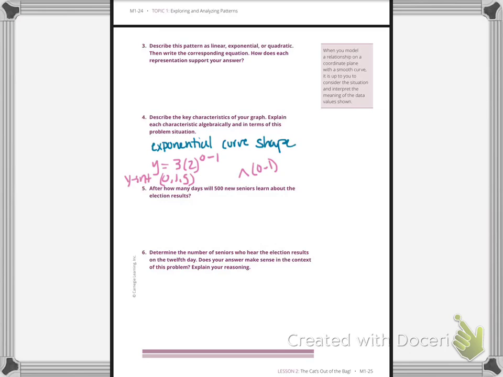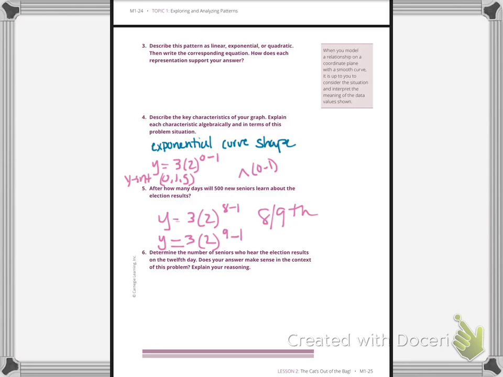Okay, after how many days will 500 new students learn about the election results? Okay, you could do a little trial and error. So if I wanted to do it, I could say y equals 3 times 2 to the n minus 1. We could try 8 first. Type that in my calculator, and we're trying to get closer and closer to 500. That gets me 384, so I'm going to try one more higher and see if it gets me a little bit closer. So I'm going to throw a 9 in there, so my 9th day, 3 times 2 to the 9 minus 1. Okay, that gives me 768, so it's in between my 8th and 9th day that they would be learning the election results.